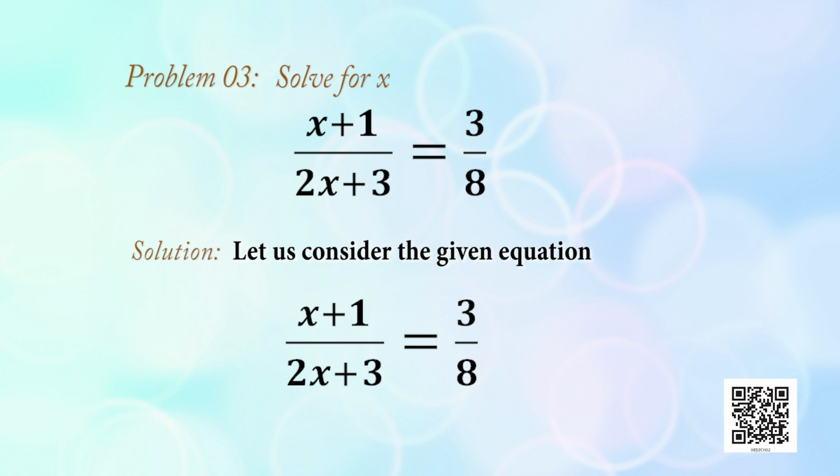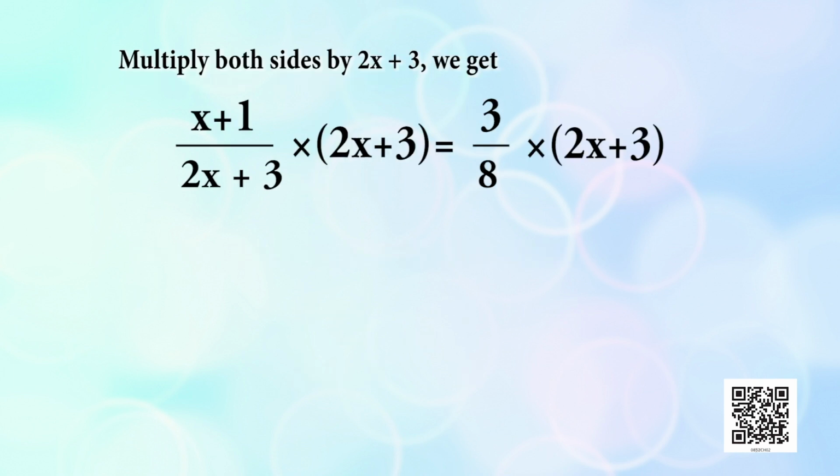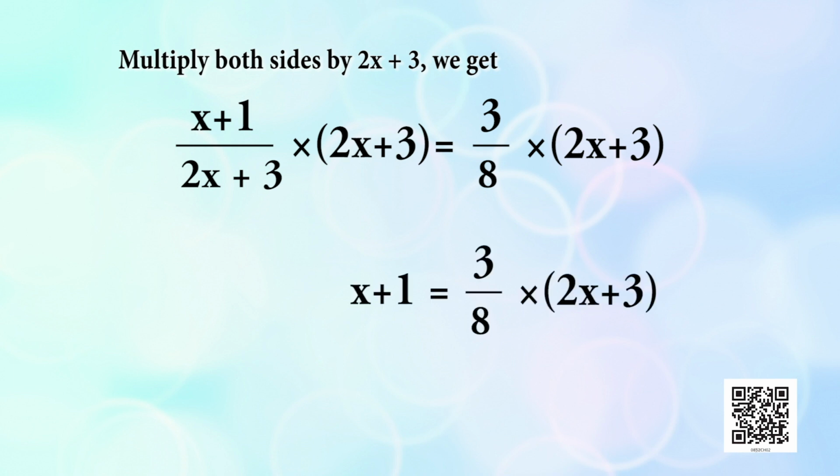Consider the equation (x + 1)/(2x + 3) = 3/8. First step is to multiply both sides of the equation by 2x + 3. That is, (x + 1)/(2x + 3) times (2x + 3) is equal to 3/8 times (2x + 3). Notice that 2x + 3 gets cancelled on the LHS.